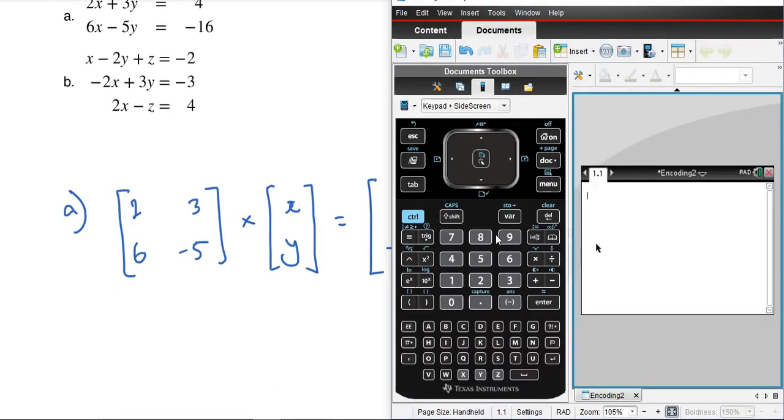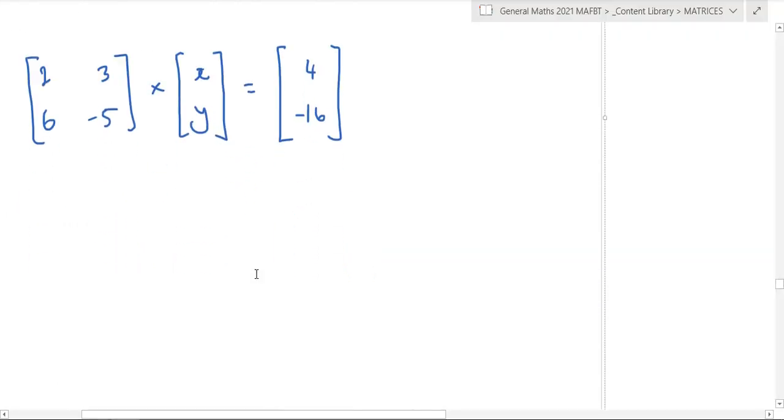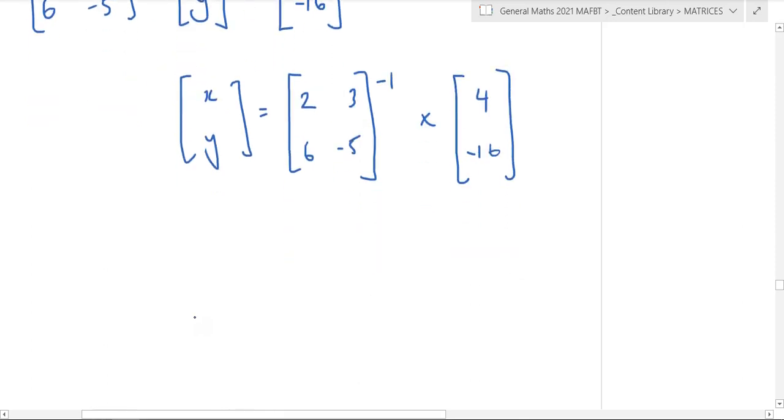So on my calculator, let's put that into our matrix. Actually, let me rewrite this really quickly. So what this is going to become, I skipped a step. It's because I've moved this matrix here, and it becomes an inverse. So it basically becomes 2, 3, 6, -5, inversed, times this matrix, 4, -16. Okay, so that will give us the answer to what X and Y is.